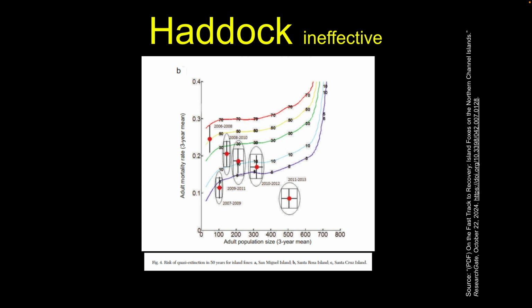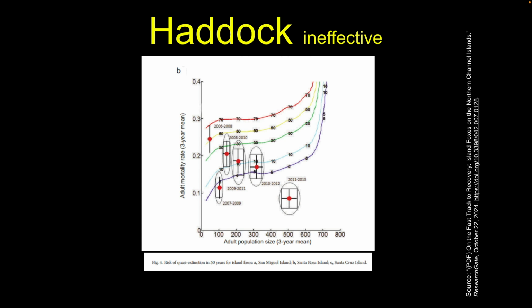And on the left side, it's talking about the mortality rate, so how many foxes are dying, I believe annually. And the bottom is the population size. And so then the red dots are the documented rate between the two, and the boxes in the circles, which we had no clue what they were, but we found out were the standard deviation and standard error. And the colored lines are the extinction rate.